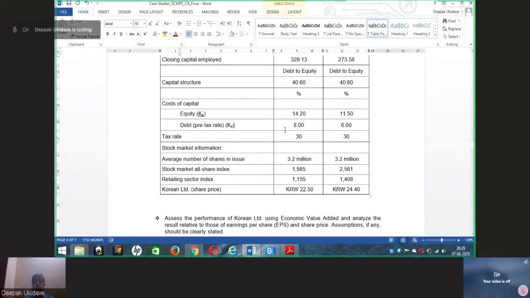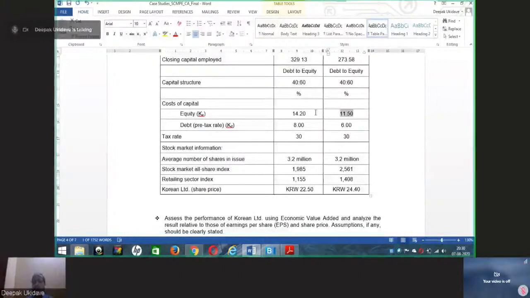So this is KD. KE, the cost of equity, is 14.20, which has gone up during the year. Last year it was 11.50. So that means equity investors might have started looking at this figure as a sort of red alert that their expectations are rising. They are expecting higher return from this company, and that is what is reflected in cost of equity, because they are looking at this company as a risky venture for future investments.